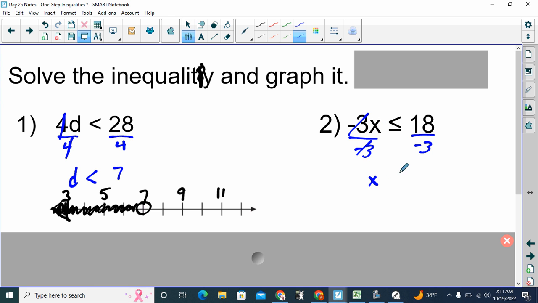We get x, positive divided by negative, it's negative. 18 divided by 3 is 6. I did divide both sides by a negative number. Therefore, yes, this is when we flip our inequality around. If we divide both sides by a negative number, our inequality needs flipped.